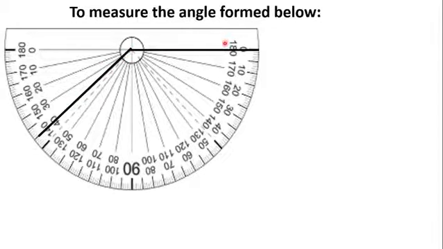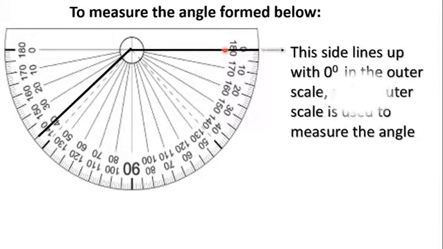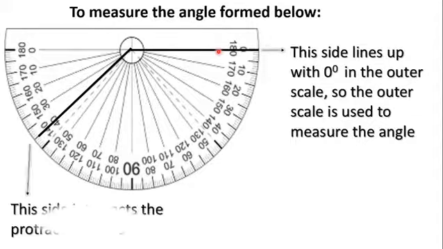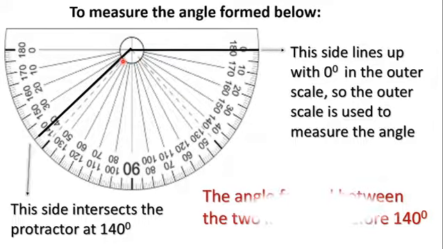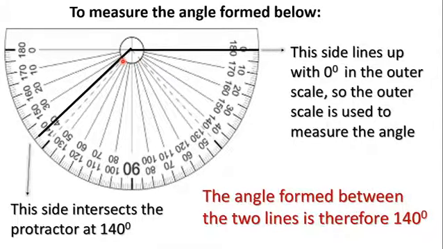In this particular example, the outer scale is what we will use, because the side that lines up with 0 degrees is in the outer scale. So we will measure the angle using the outer scale right from 0. And if you look at the other line here, you realize that on the outer scale you have 140 degrees. It means that the angle formed between those two lines will be 140 degrees. Okay, so it's really a fairly easy task to perform.